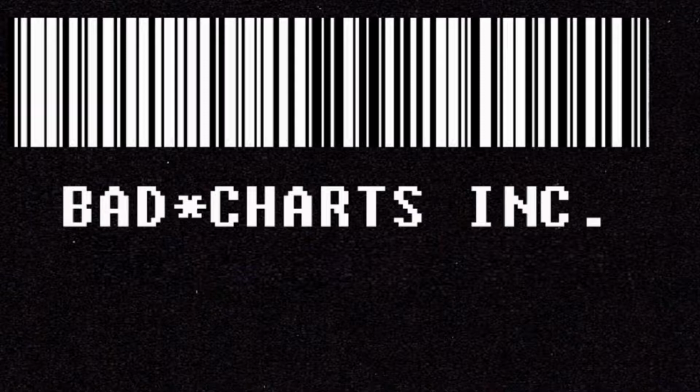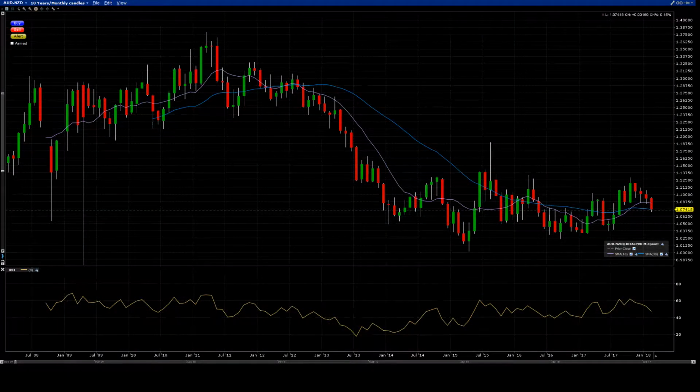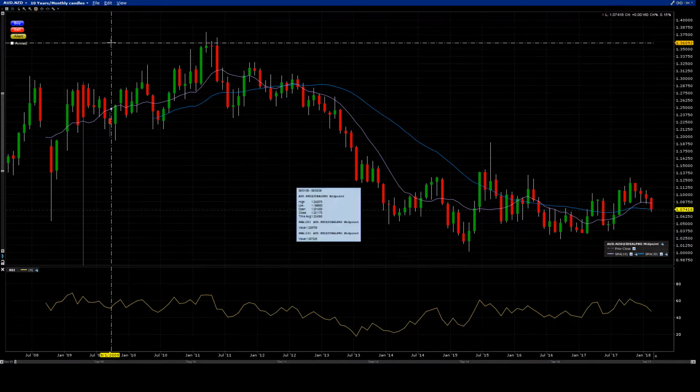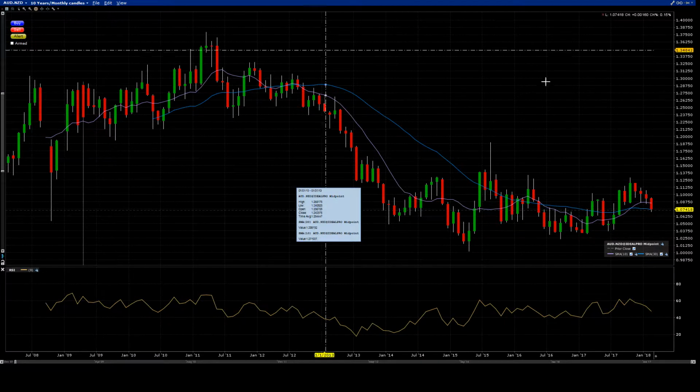Alright, here we are. Another forex pair. And that pair is the Aussie versus the New Zealand dollar, the Australian dollar versus the New Zealand dollar. 10 years data, monthly candles. And this is a nice chart.